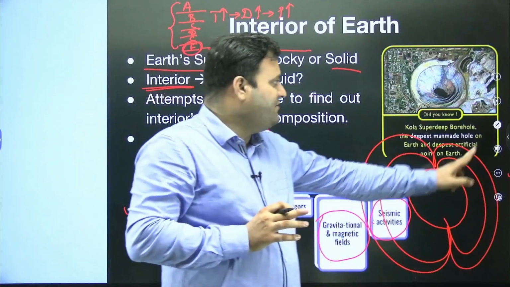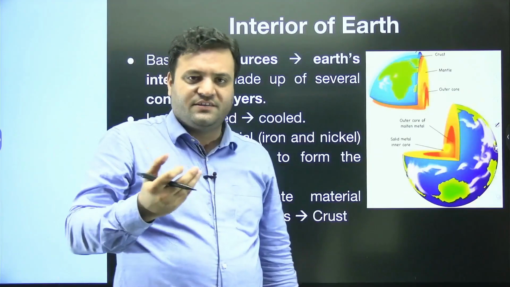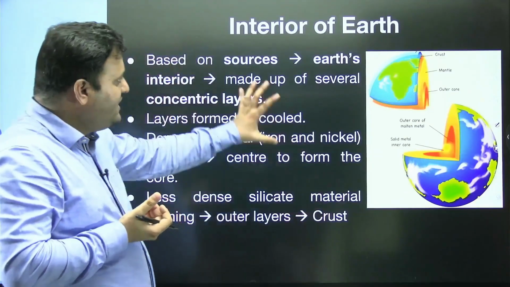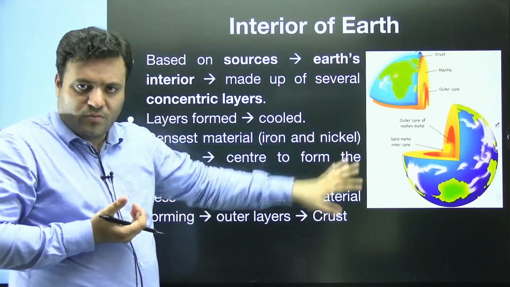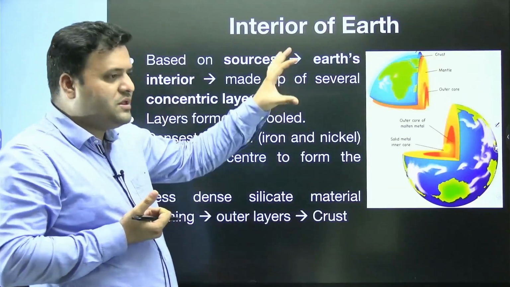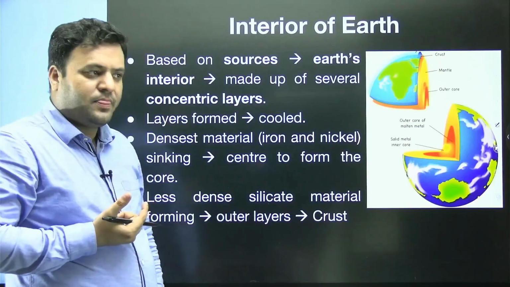So seismic activities are also the indirect sources which tell us what could be the arrangement of our Earth's interior. Let's have some idea. Let's have a quick overview of the interior structure of our Earth. So what could be the possible arrangement of our Earth's interior?